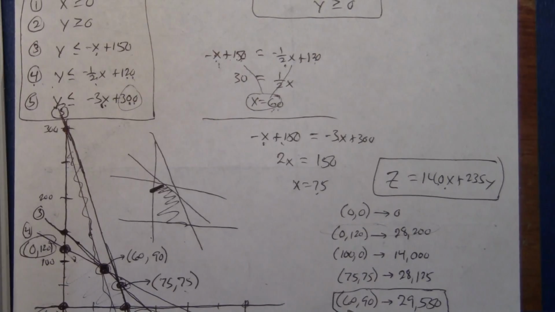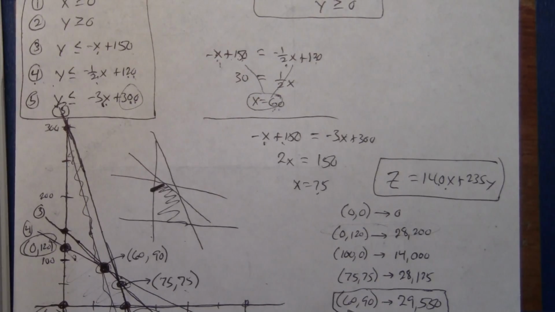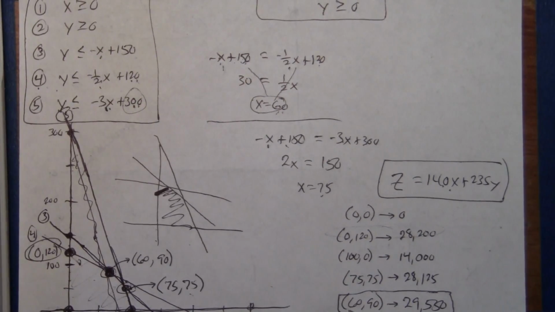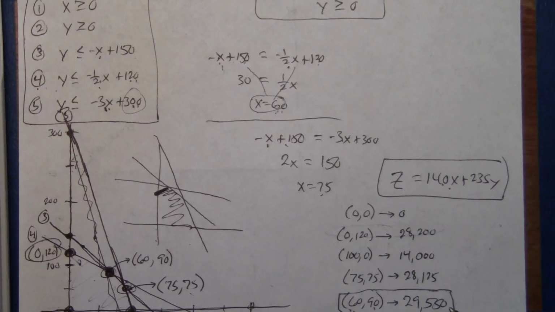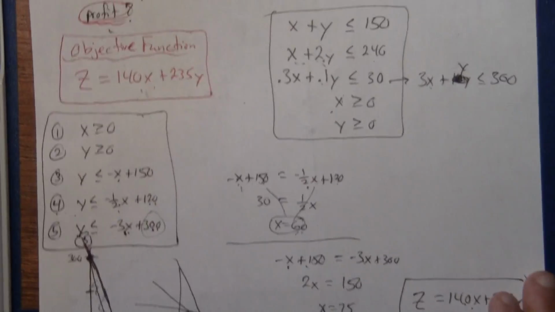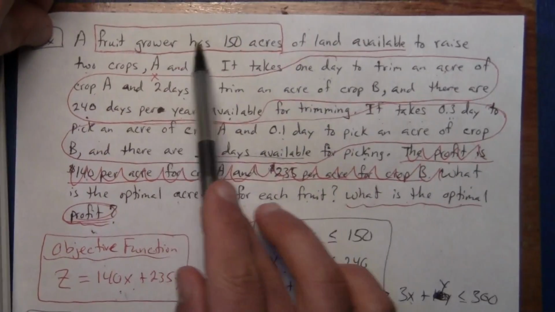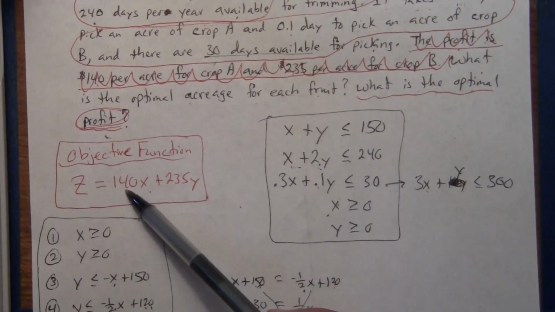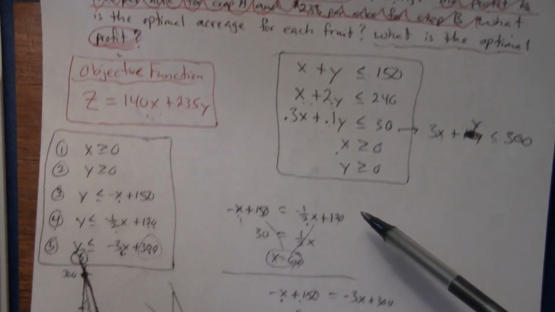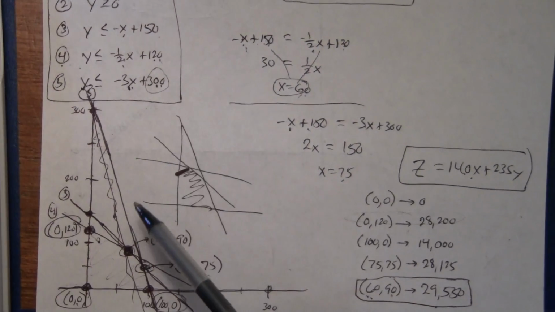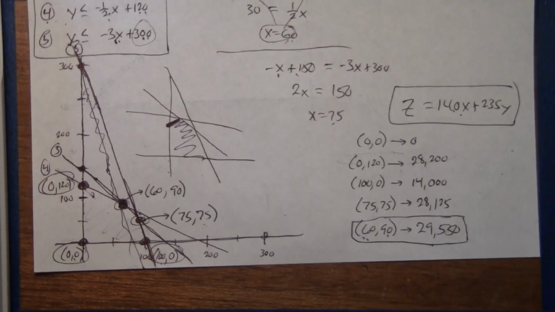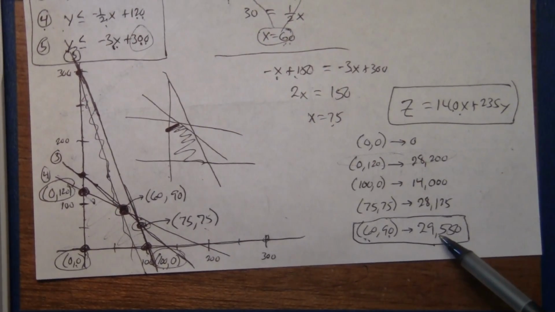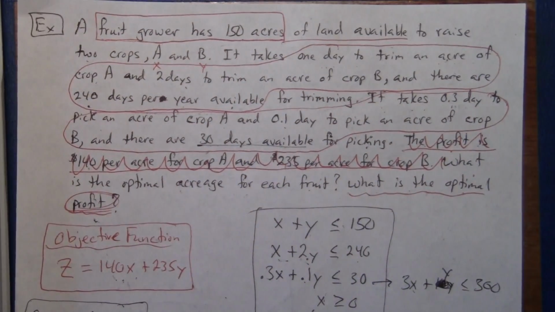Well, remember what X was. X was crop A. So it looks like I would want 60 acres of crop A and 90 acres of crop B. Alright, good problem to look at. Look at a couple things. Make sure that you can read through it and find the objective function and the inequalities. And then once you've got the inequalities, make sure that you can solve them, find your graph, and then run through and find out the max or the min if they ask for that one. All right, that's homework help for section 7.6.